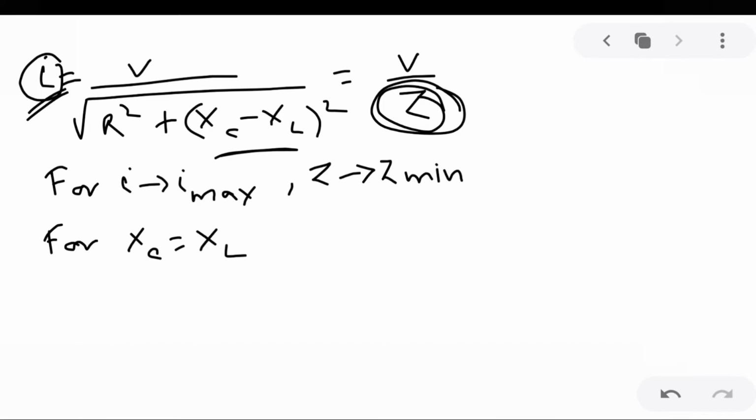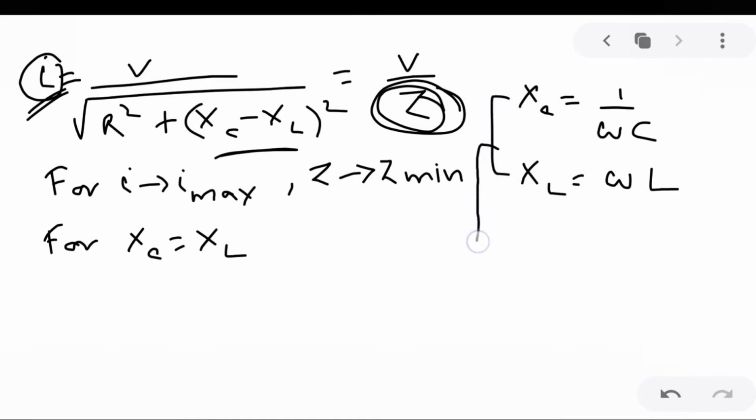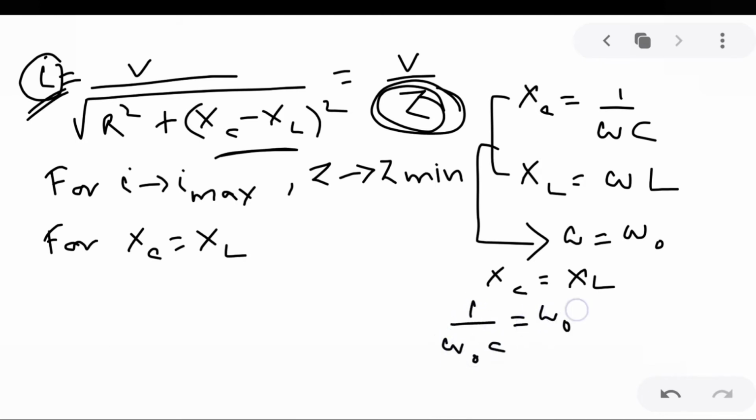Now XC is equal to 1 by omega C and XL is equal to omega L. These two quantities will become equal at a particular angular frequency. Suppose that angular frequency is omega naught, such that XC is equal to XL, and 1 by omega naught C will be equal to omega naught L. From this we get omega naught is equal to 1 by square root of LC.